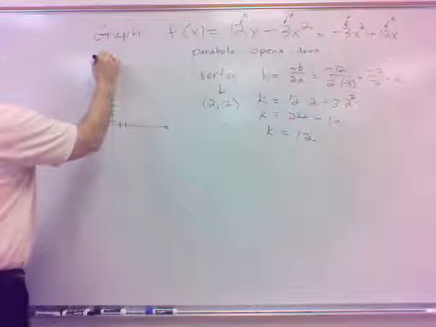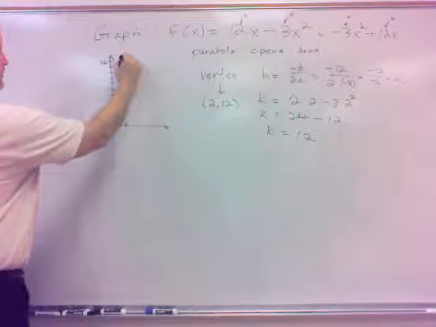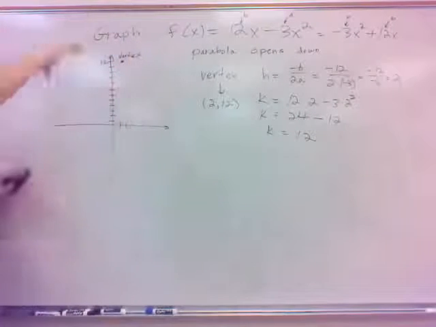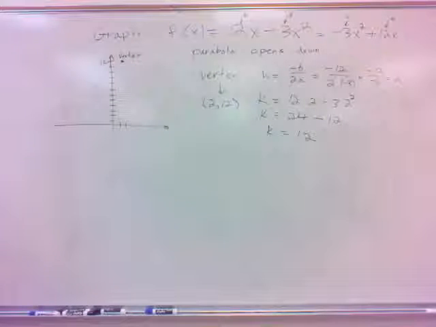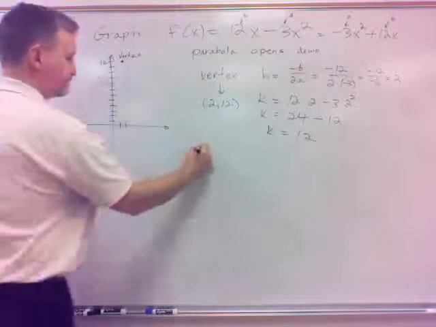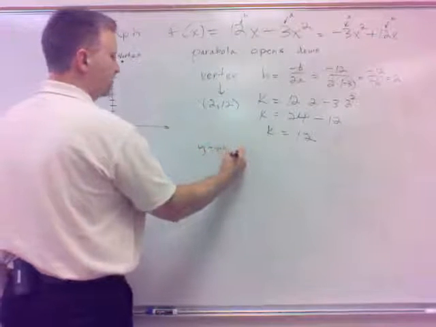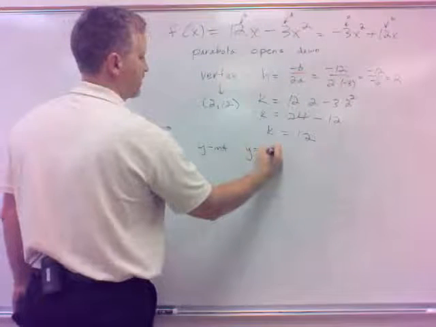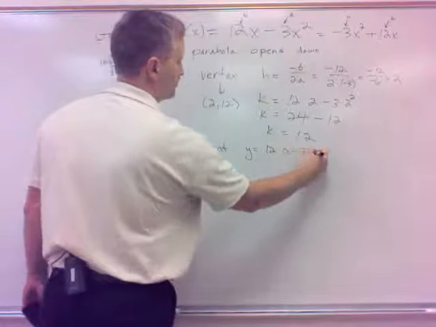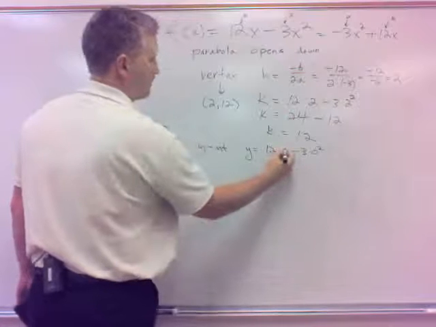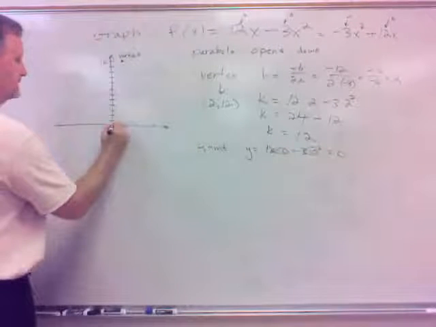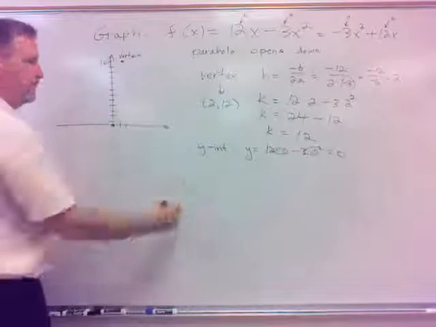Right there. 2. Right there. Okay. So there's my vertex. And it's opening down, so it goes down from there. Okay. What's my y-intercept on this one? Well, the y-intercept would be x is 0. That's 0, that's 0. So y is 0, isn't it? 0 minus 0. The y-intercept is 0.